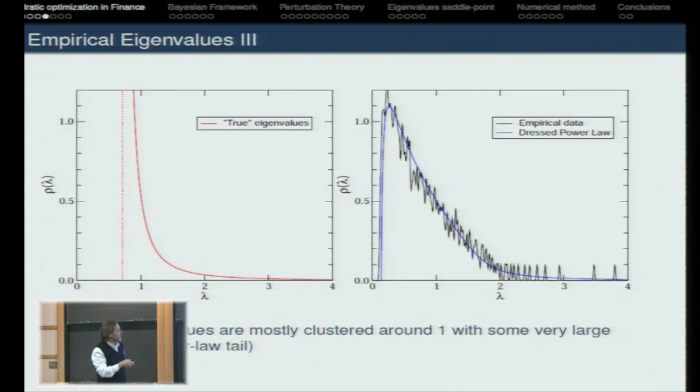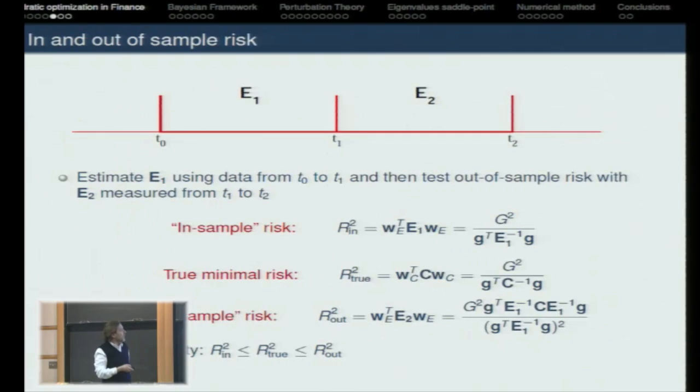Anyway, so this is what we think is a signal, and this is the data we measure, and we're facing an inverse problem: how to go from the data we measure to the signal for real optimization problems. So I want to make you understand a little bit more the problems if you optimize with a sample covariance matrix. So here I have data. I measure data up to time t1.